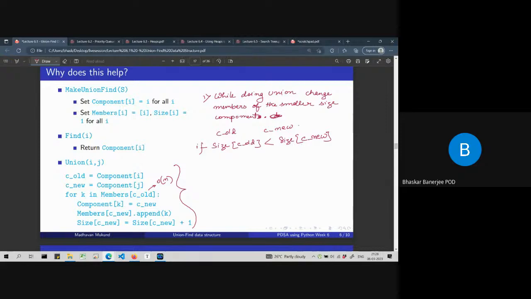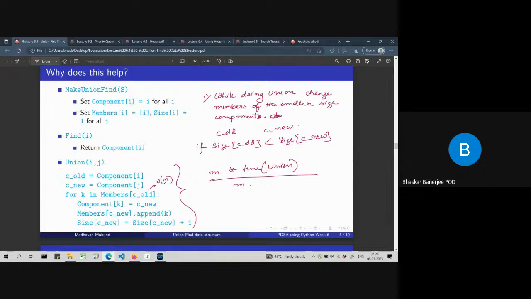So if we use this concept, that every time I merge the smaller one into the larger one, then in amortized analysis I would repeat the union operation k times. Here we have used the m variable, so for consistency, let me use m. I would repeat the union operation m times, m into time for union, which I don't know yet, divided by m. This is my approach.